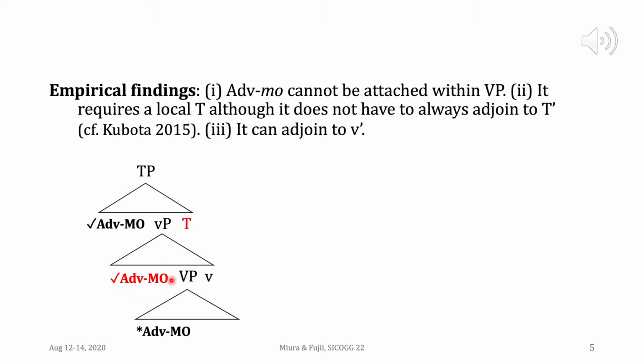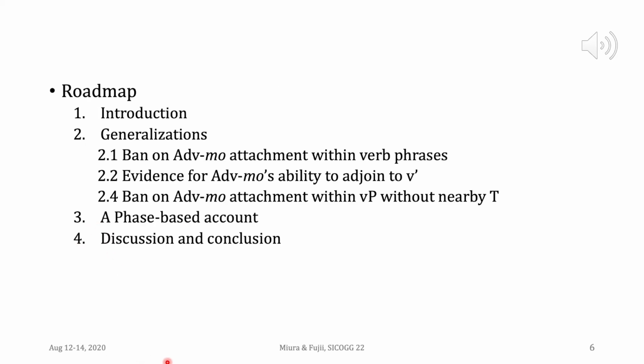Kubota 2015 argues that ADV mo always adjoins to T. We argue that it's too strong. Here is a roadmap. In the next section, we see 3 generalizations about where ADV mo can occur and where it cannot occur.